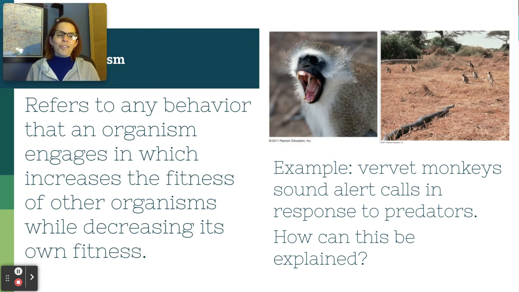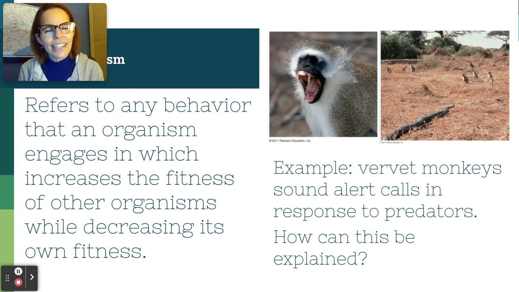All right, and now we're going to talk about the fascinating topic of altruism and whether altruism really exists. So altruism refers to any behavior that an organism engages in which increases the fitness of other organisms while decreasing its own fitness. Okay, does that ever really happen? Well, we like to think that it happens. We like to think that we are altruistic and that we take care of other people and that animals take care of each other. There's a lot of hidden agendas, though. And so let's take a look at that.